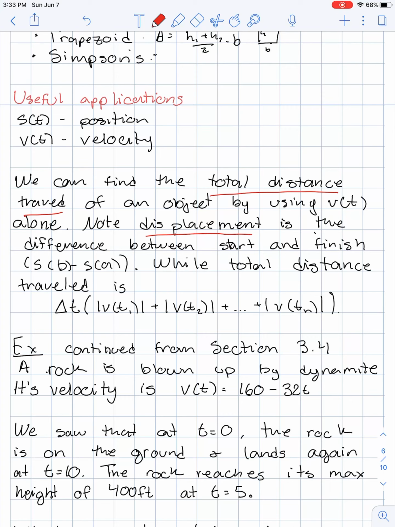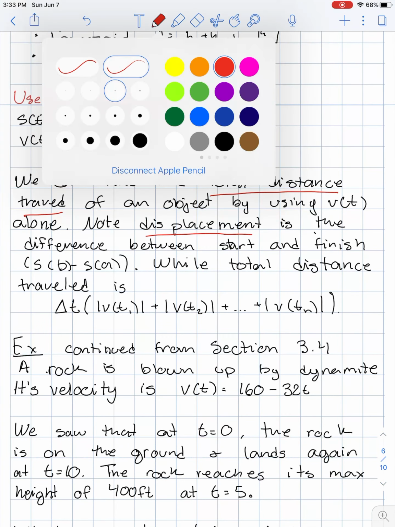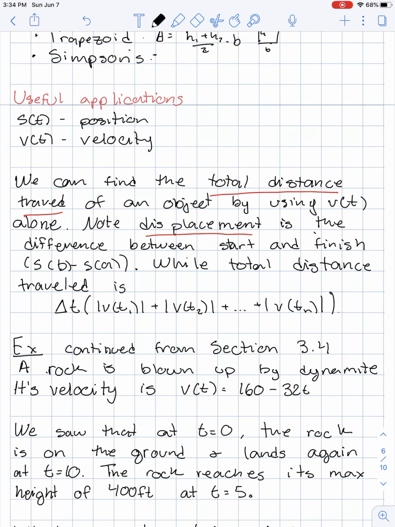But what if I took a different route? Stuff like that. So total distance traveled is given by this fun little equation that should look similar to what we just did. I have delta t times the absolute value of velocity at t1, plus the absolute value of the velocity at t2, plus all the way up to the absolute value of the velocity at tn.